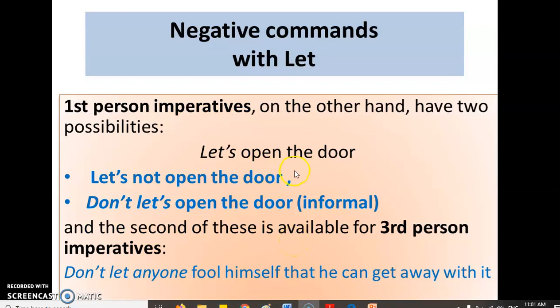Sometimes we can use negative commands with the verb "let." First person imperatives, on the other hand, have two possibilities. "Let's open the door." "Let's not open the door," here with a negative. "Don't let's open the door," and this is informal. And the second of these is available for third person imperatives. "Don't let anyone fool himself that he can get away with it."